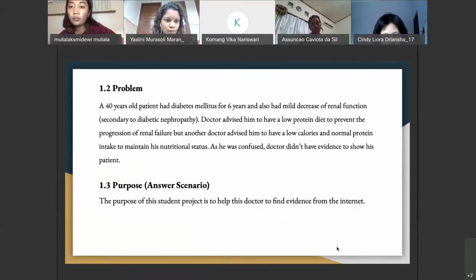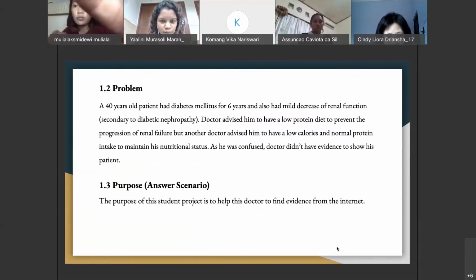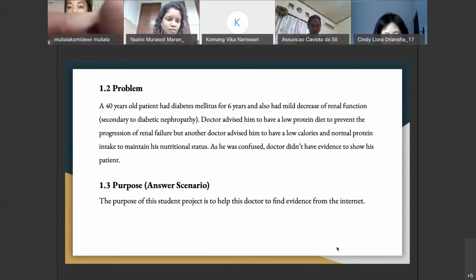So for the problem, a 40 years old patient had diabetes mellitus for 6 years and also had a mild decrease of renal function, which is secondary to diabetic neuropathy. A doctor advised him to have a low protein diet to prevent the progression of renal failure, but another doctor advised him to have low calories and normal protein intake to maintain his nutritional status. As he was confused, the doctor didn't have evidence to show his patient. So the purpose of this student project is to help this doctor to find evidence from the internet.